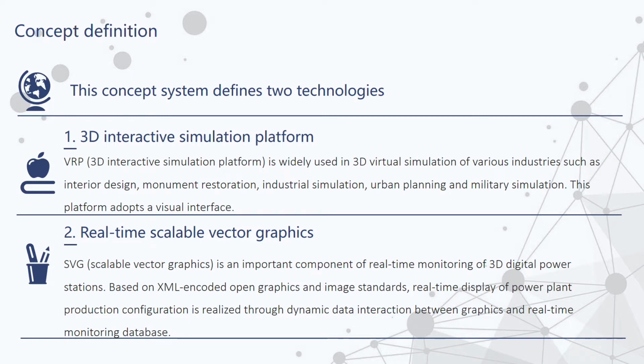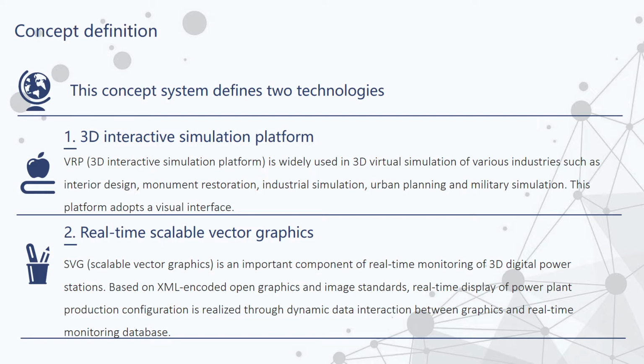The VRP virtual platform has five characteristics. The first one is efficient, fast, and easy to use. The second one is an efficient rendering engine. The third one is real-time high-quality image quality. The fourth one is that it has good hardware compatibility. The last one is that it has good interaction characteristics.